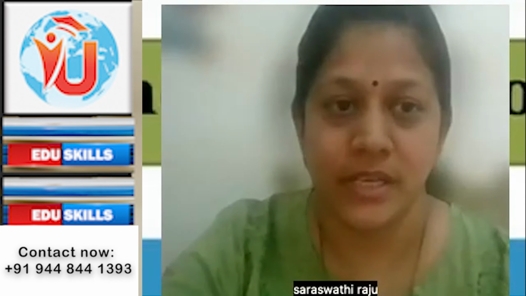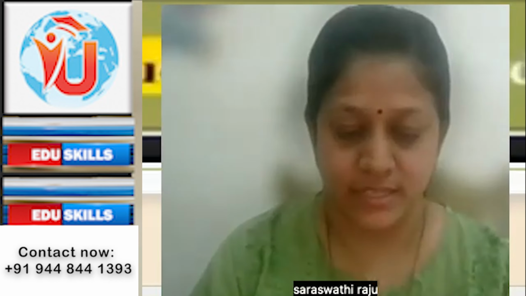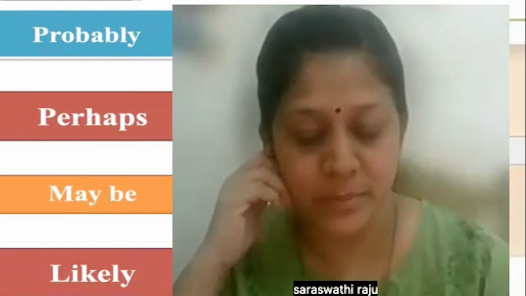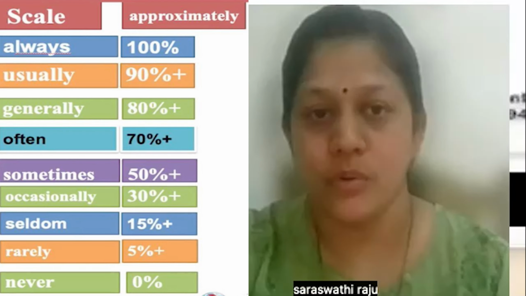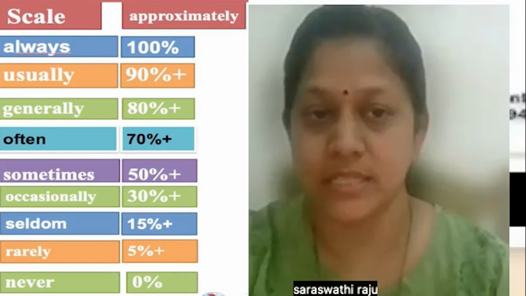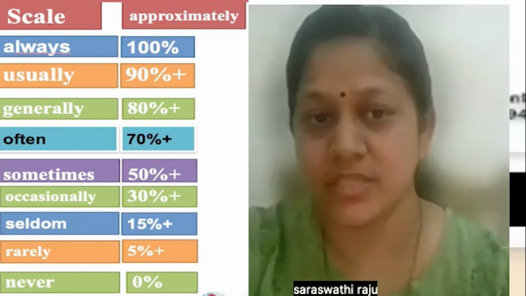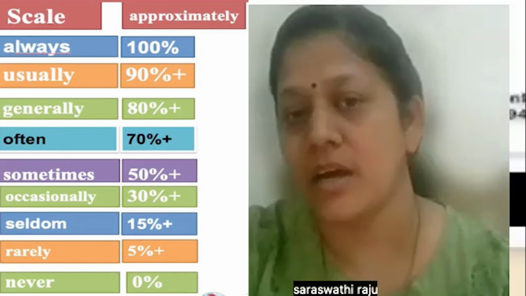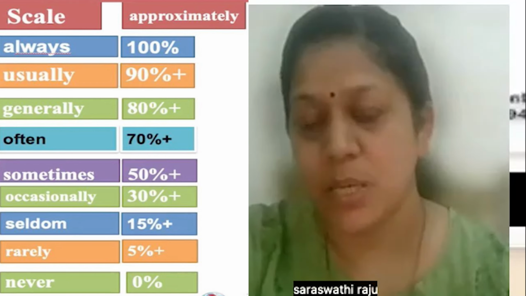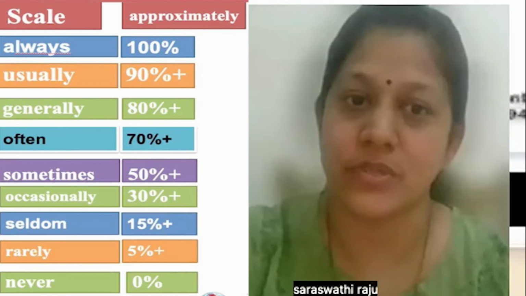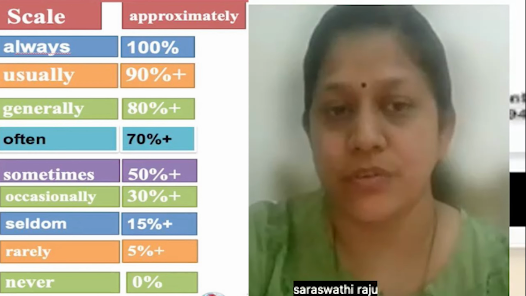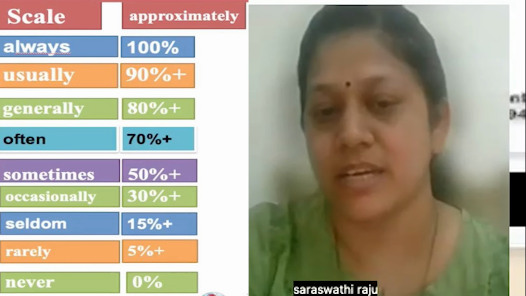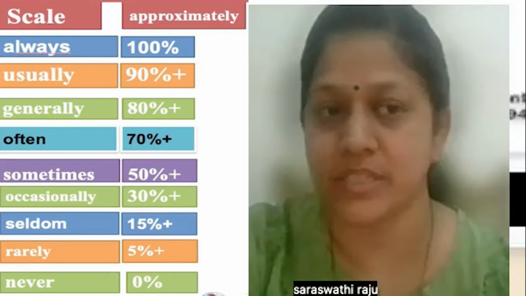Okay, ma'am. Here there is a scale. We can see the hedging words: probably, perhaps, maybe, likely. This is the scale. Always is 100%. Usually is 90%. They will give 90% or most in the question, but in the text they will give usually. 80% they will give in the question, or in the text they will give generally. So if we know the scales, we can easily identify what they are talking about in the text and the question.